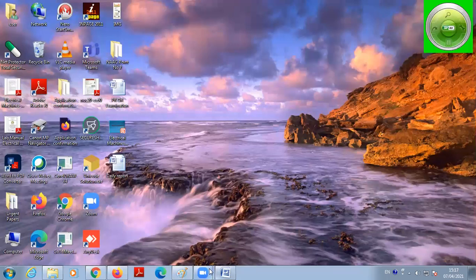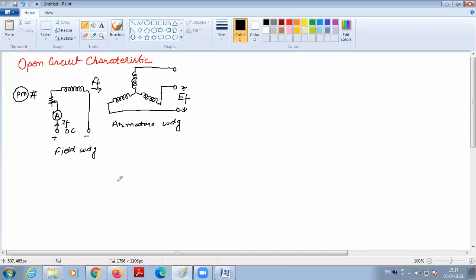Okay, now we will discuss the new topic. It is the open circuit characteristic. Now the open circuit characteristic is similar to the DC generator characteristic. We will say it is a magnetization characteristic. So first of all, we just see what the different things are. Here we find that it is a prime mover. It is running at a constant speed, that is the synchronous speed.